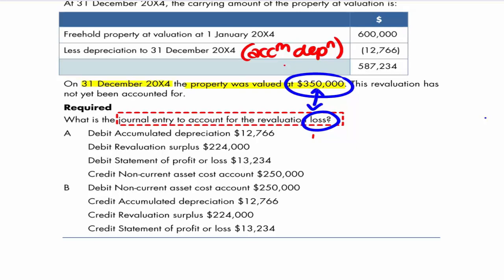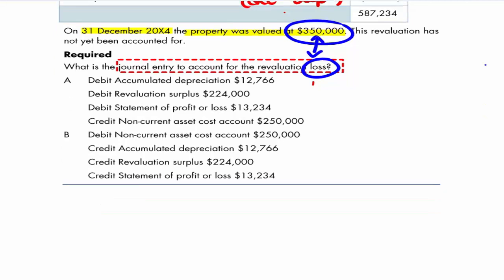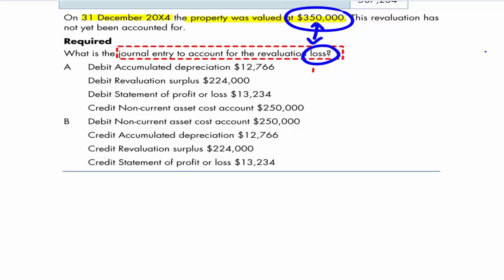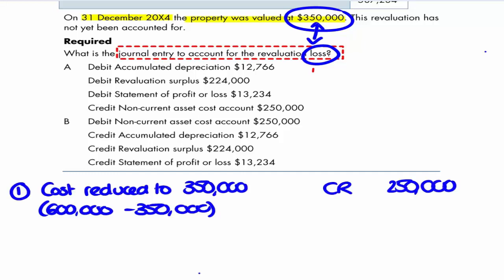Well, let's go through the first two sections of the double entry that really don't change. Doesn't matter whether we are revaluing up, revaluing down, or revaluing down after we've revalued up. So the first thing we've got to do is bring the cost account in line with the new revaluation. In order to do that, we're going to need to credit the cost account, which would be a debit normally, and to bring it from $600,000 to $350,000, we're going to have to credit it by $250,000. Okay, so hopefully you got that one, guys.